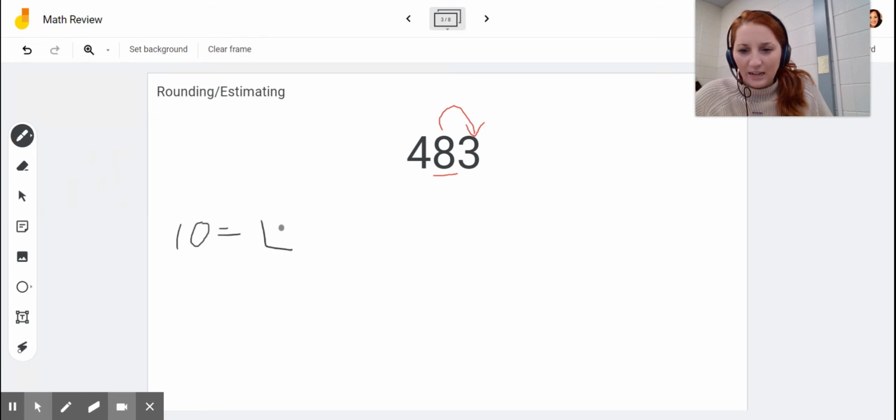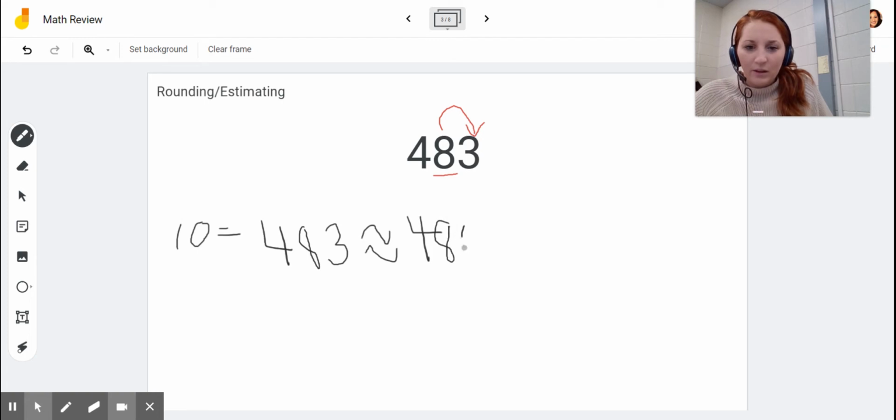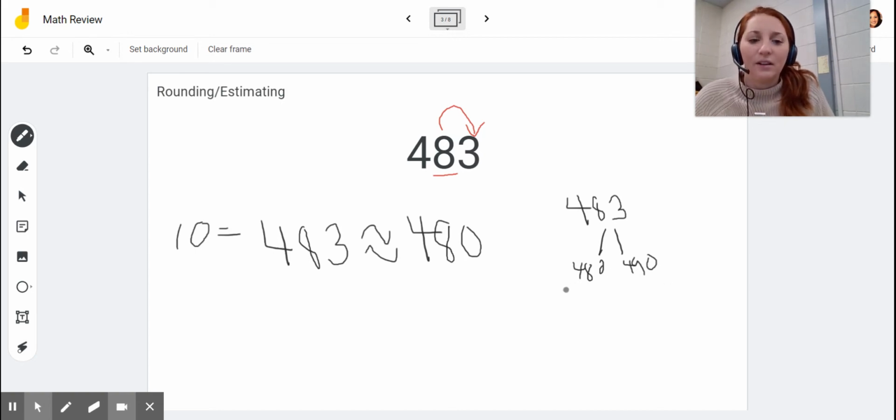So 483 rounded to the nearest 10 would be 480. I know that 483 is directly between 480 and 490. It is 3 away from 483 and it's 7 away from 490. So I know I need to let it rest at 480. All right, now let's round it to the nearest 100.